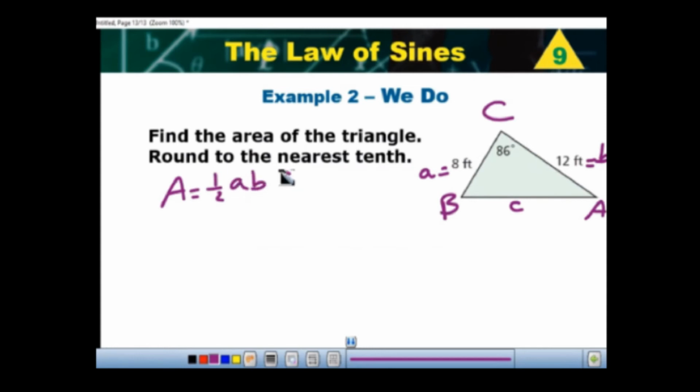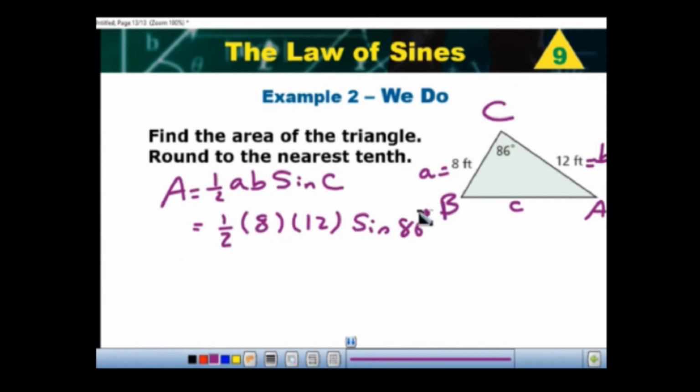I see some of you got some answers here. So it's 1/2 A, B, sine C, and I have a half, and then I have an A, which is 8 times 12 sine of the angle C, which is 86. Okay. Again, depends on the calculator, but 86 degrees here.